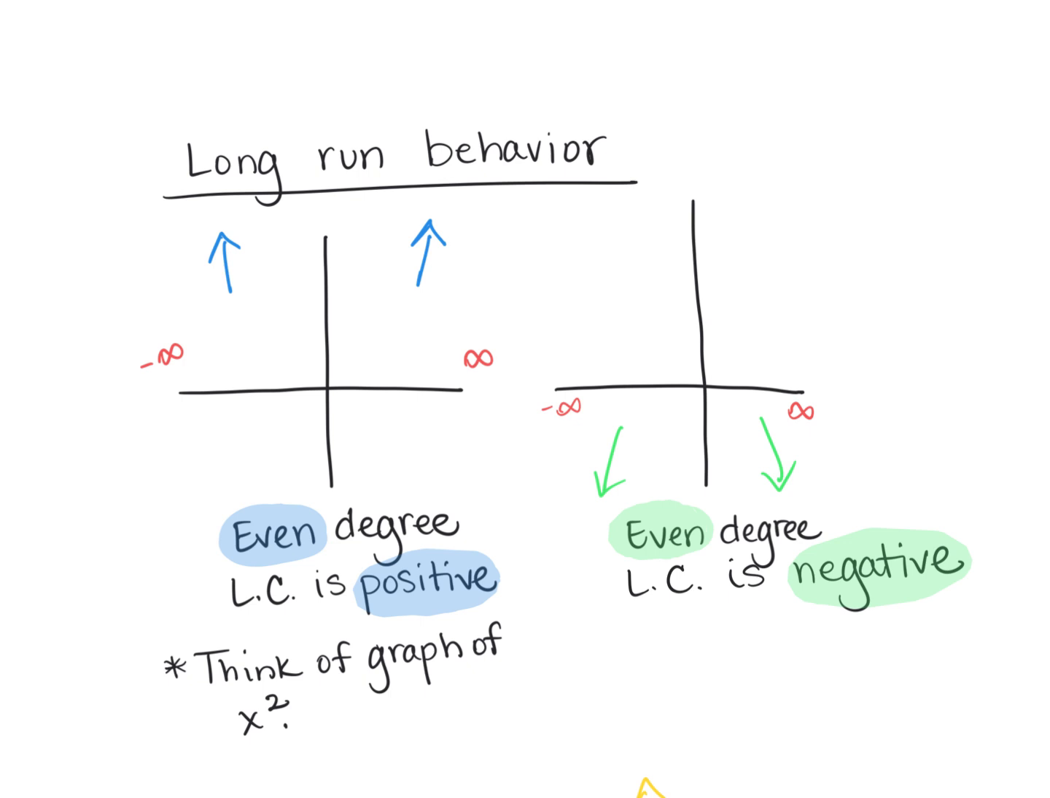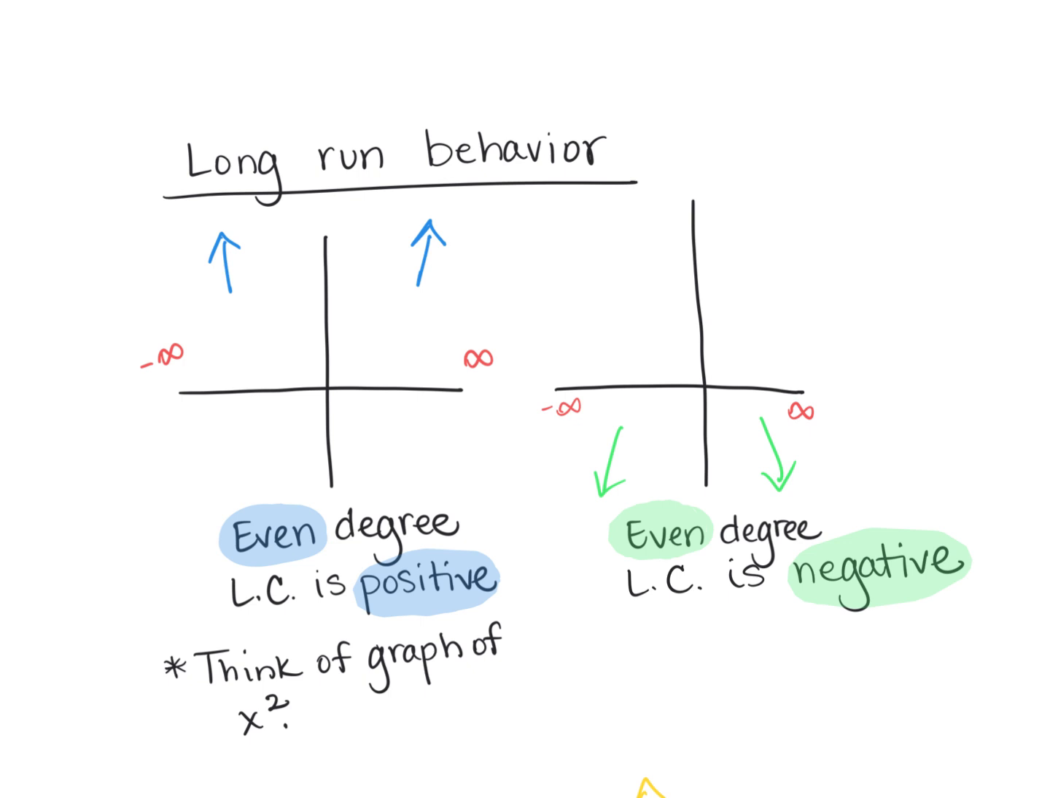So I have color-coded these so that if we have an even degreed polynomial, so obviously that's going to be 2, 4, 6, 8 or bigger, all right, and your leading coefficient is a positive, then both ends will go up. And I've said here to think of the graph of x squared because that's the simplest version of this that we could have, an even degree with a leading coefficient that's positive.